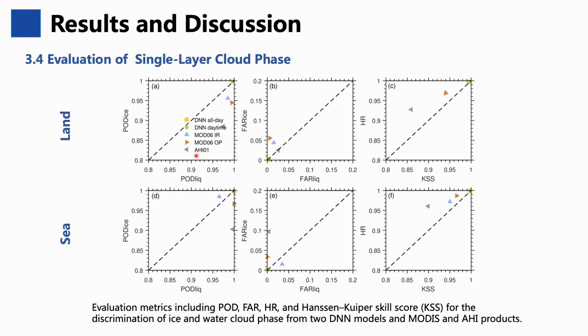For single cloud phase discrimination, the POD values of the two models are higher than 0.898, with FAR values less than 0.02 for both water cloud and ice cloud. The evaluation metrics of the two DNN models for phase detection are slightly higher than the MODIS and AHI products, and improvements are more notable over land than over the water surface.